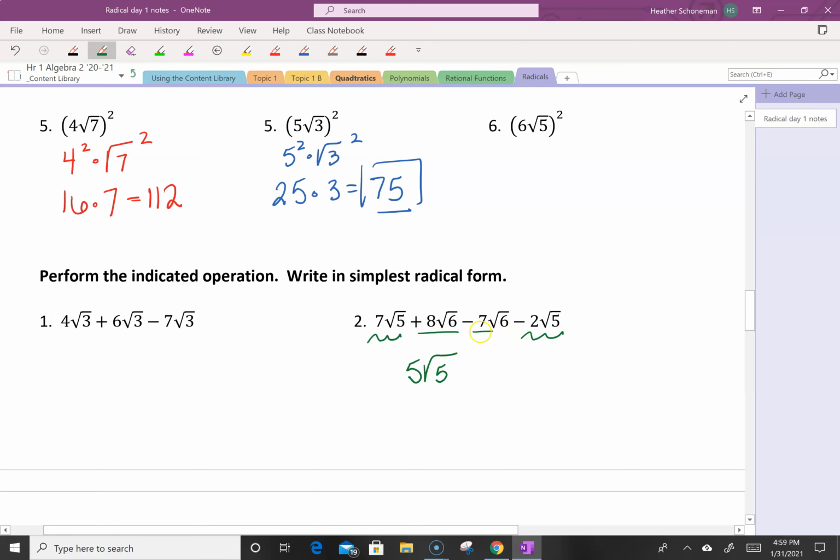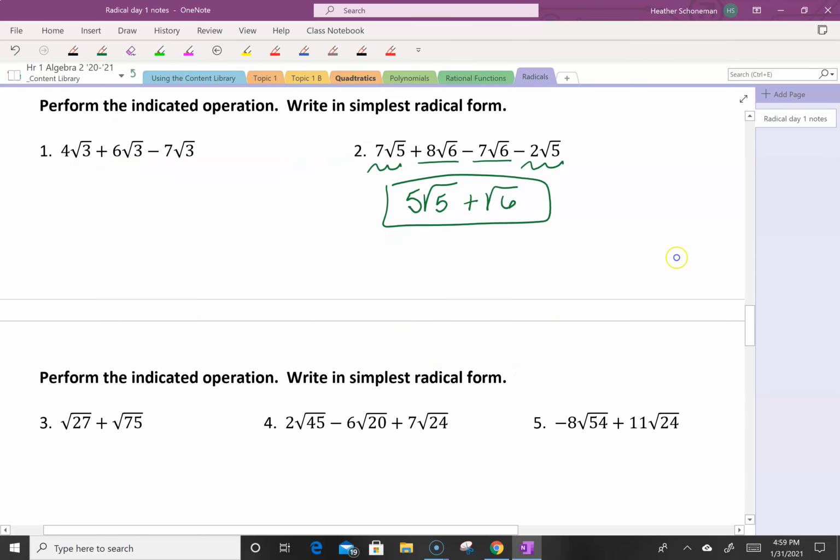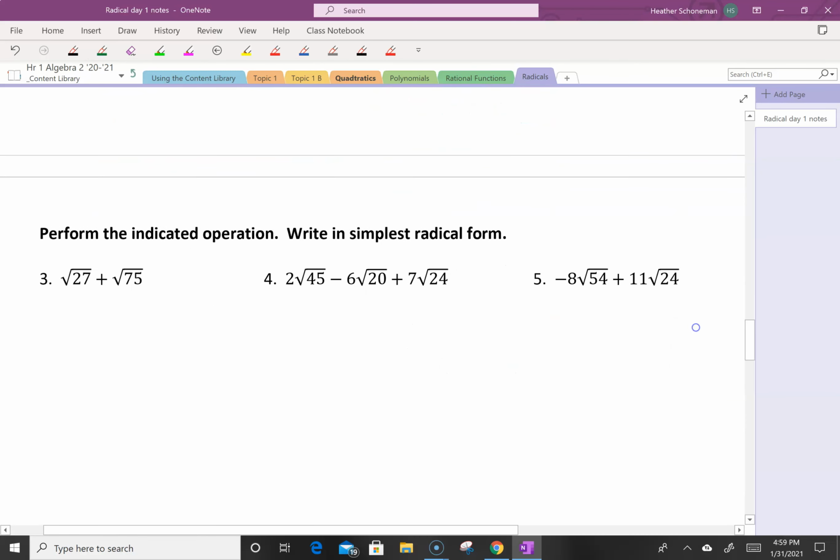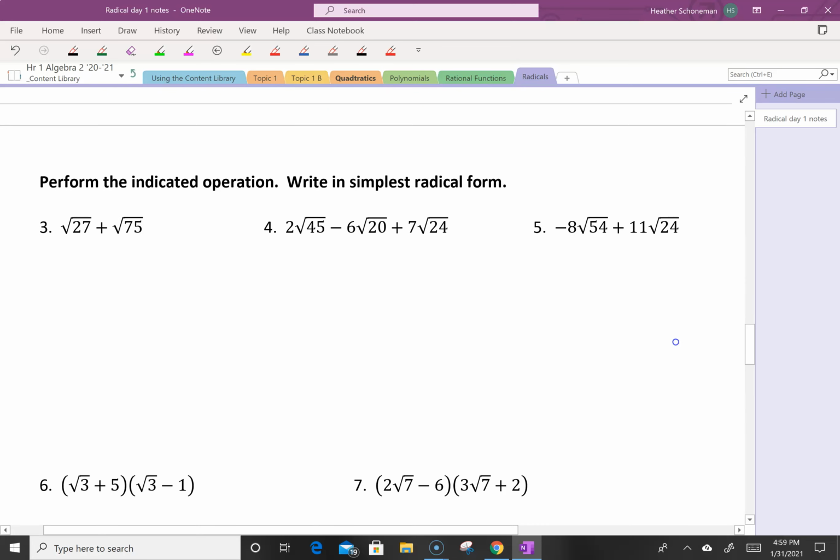Over here, I have 8 square root 6 and negative 7, which would just give me plus 1 or plus square root 6. If you put the 1 there, that would be okay, but it's not required. So there's your answer. Okay, but let's take a look at number 3. What happens when you don't have the same number under the radical? Well, I can't combine them as is, so I'm going to have to simplify this and see what happens.